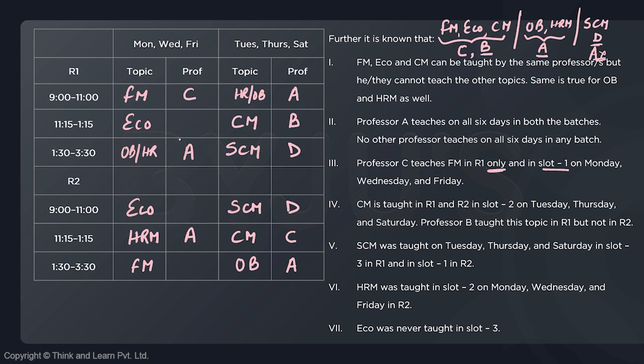Now the big question is, who will teach this, C or B? If I write B, then B will be teaching on all 6 days, whereas it is clearly written no other professor teaches on all 6 days. B is already teaching on Tuesday, Thursday, Saturday here. So this teacher must be C. Similarly, here I can't write C, because C is already teaching on Tuesday, Thursday, Saturday. He can't teach on all 6 days. Therefore, this professor must be B, and that's it, our job is done.